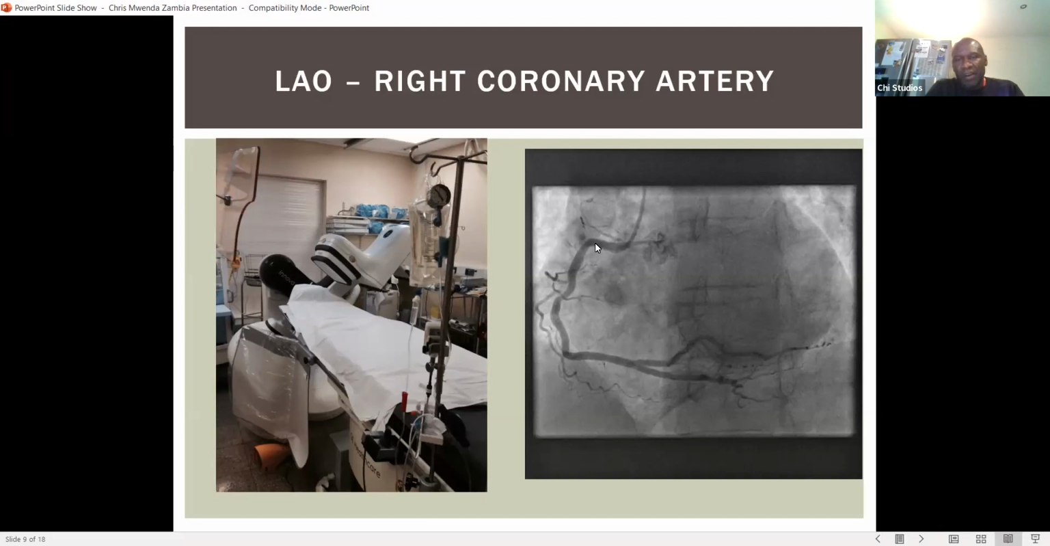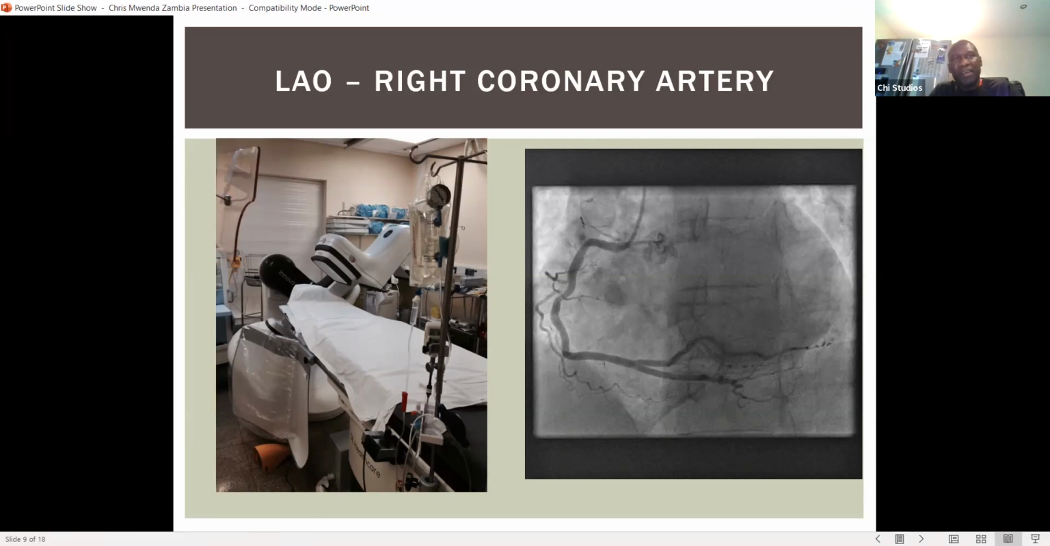Why? Because if you look at the flow, it is perfect. It's not blocking or impacting the flow. So usually in these cases, we use what we call a pressure wire, just to assess if it is impacting on the flow of the blood this side. So we use a pressure wire, but looking at it from my own experience, we rarely intervene in this case.